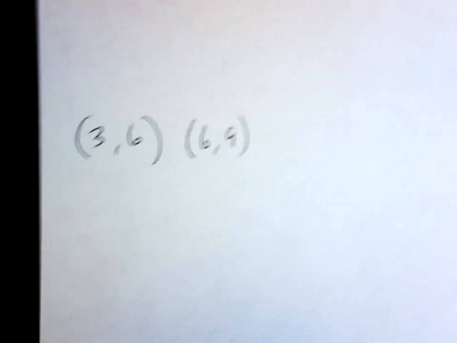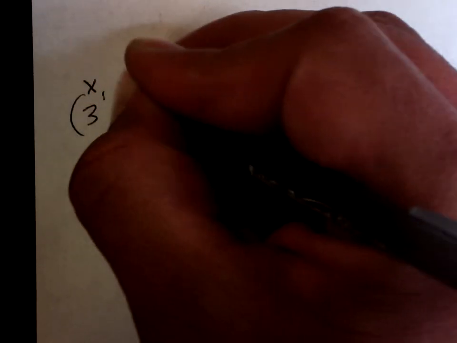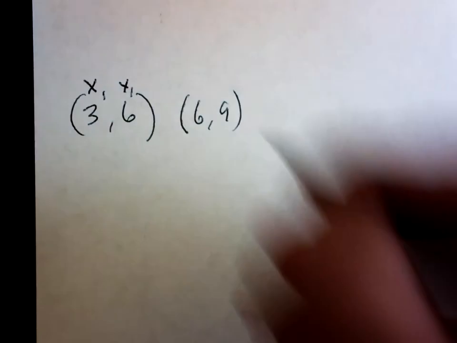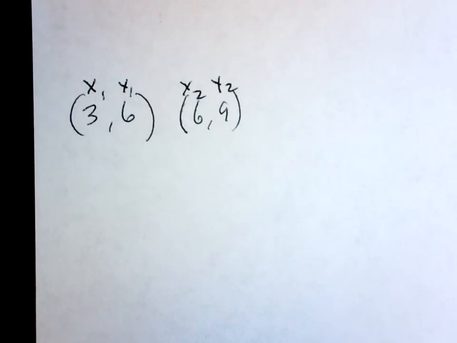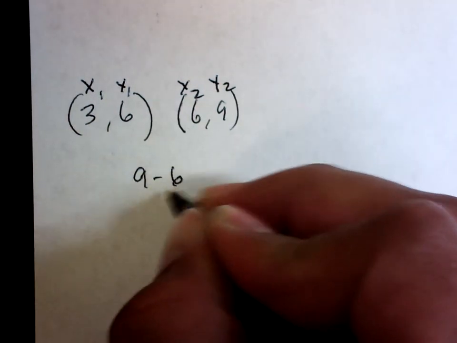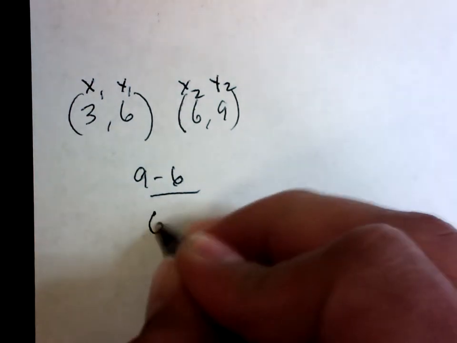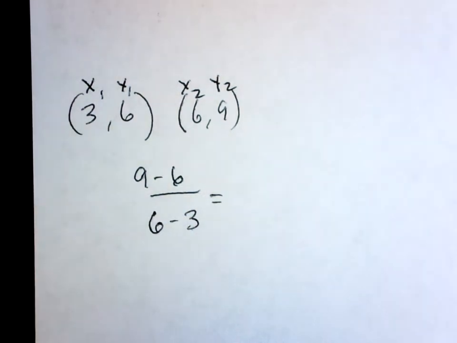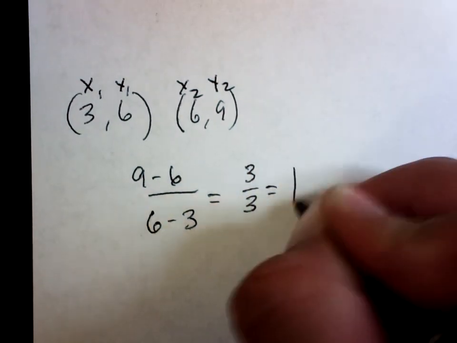Again, if you're an expert, you don't need to be watching this. This is meant for those of you who need a little bit more help with slope. Okay, so let's call this one point 1. So that's x1, and that's y1, and that makes this x2 and y2. So now let's plug in. I do y2 minus y1. So on the top I have 9 minus 6. And on the bottom it's x2 minus x1. So it's 6 minus 3. Which equals 3 over 3. Which is equal to 1.